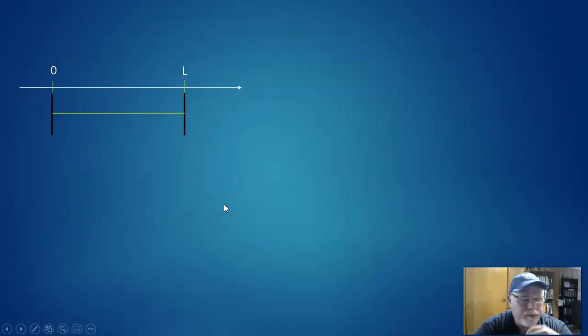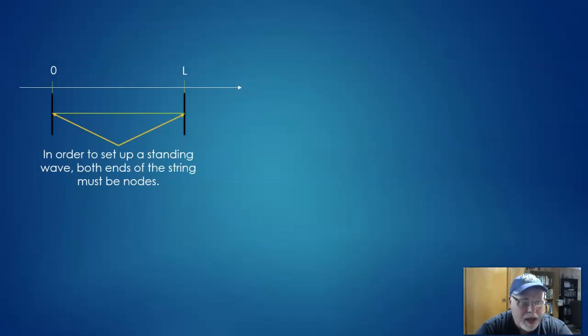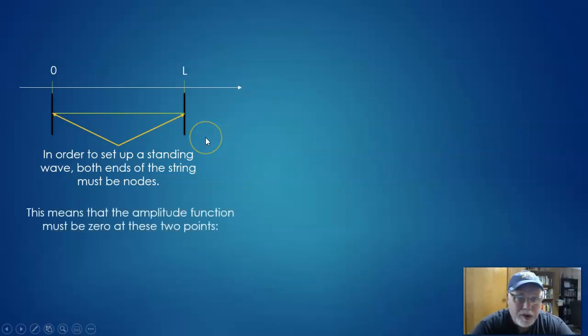Now, I want to go back to what I just said. If we want to set up a standing wave, then both ends of this string have to be nodes on the standing wave, right? Because these points, since they're attached to the wall, can never move. They are fixed at 0. They're at equilibrium at all times. So that's going to have to be a node, and that's going to have to be a node for whatever standing waves will work within this separation here. What this means then is that the amplitude function is going to have to be 0 at these 2 points.